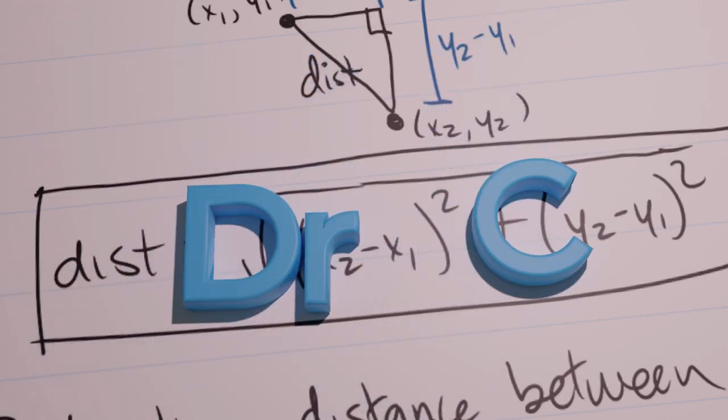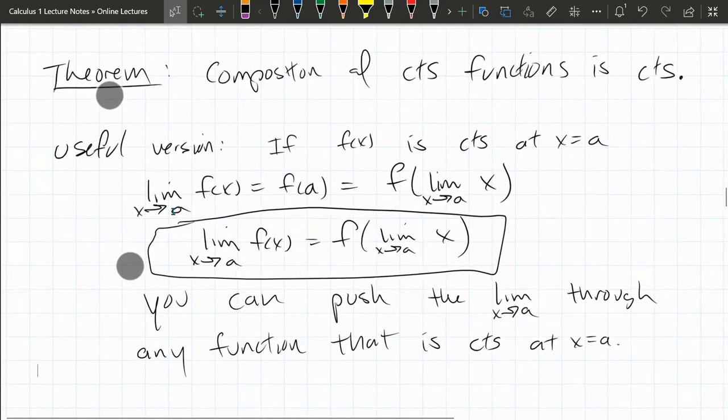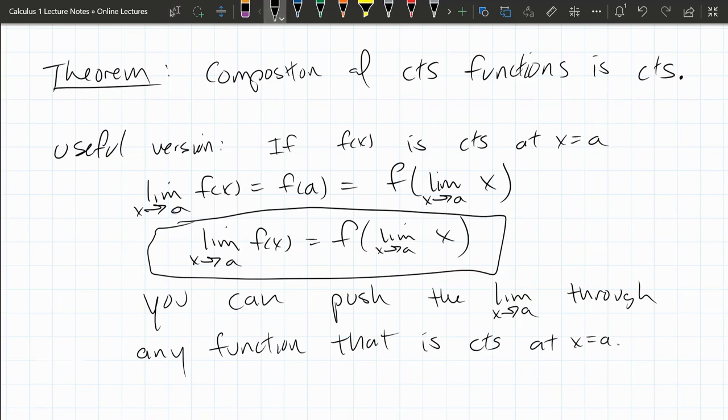The definition of continuous functions is the most important concept in this section. Probably the second most important is that composition of continuous functions is continuous. Now, the useful version, what's in the box here, is probably the second most important thing in this section.